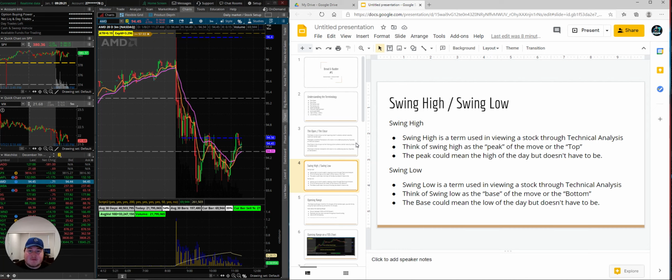So the nice thing about the fibs is that you're going to be able to customize it to what fits your trading style. So if you're a swing trader, you'll use larger time frames.